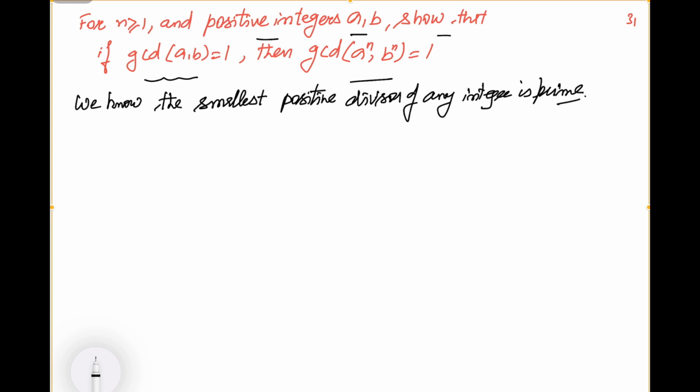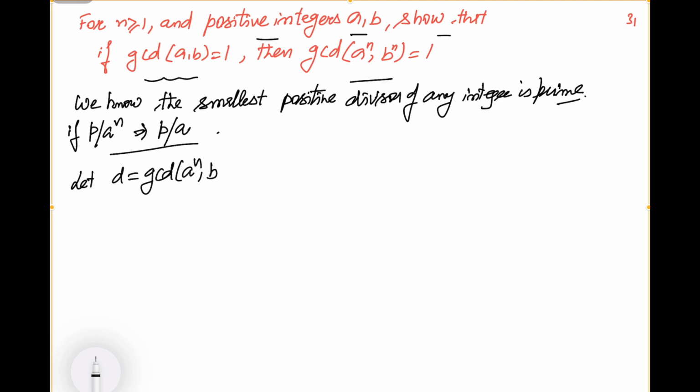And second property, that if p divides a power n, it implies p divides a. So using these two properties, let d be the GCD of a power n and b power n, which means d divides a power n and d divides b power n. Now using the first property, there exists a prime p such that p divides d.